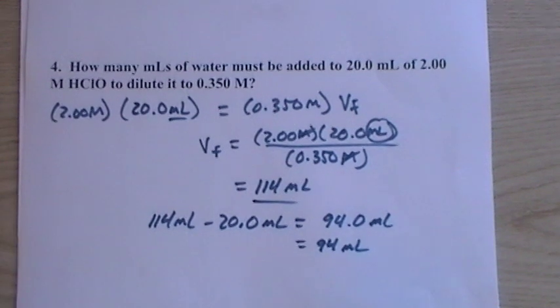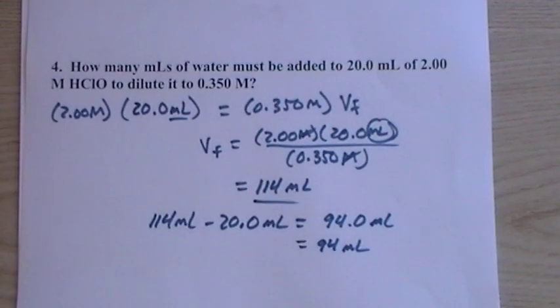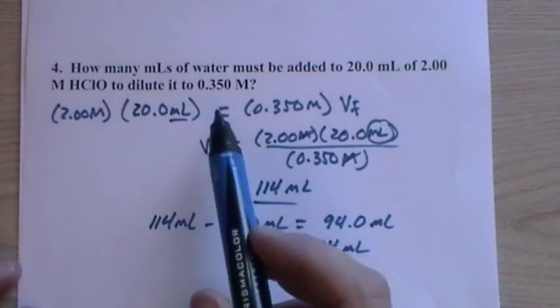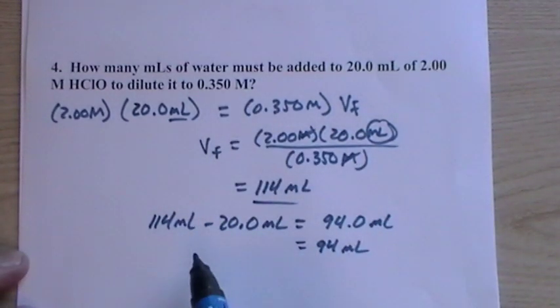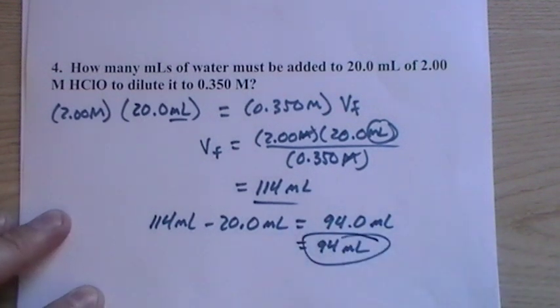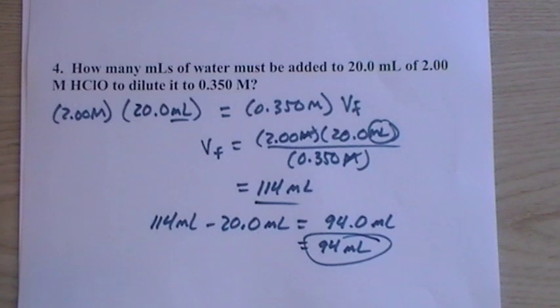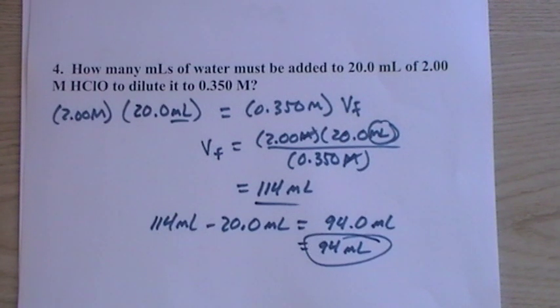So it's what we do in the lab. You have 20 mils of your 2 molar HClO, and you want to get it to 0.35 molar. If we diluted that with water to 0.35, we'd end up with 114 mils, but we started with 20. So how much water do we need to add? 94 mils. Now, if you've come across this kind of problem, there's a little catch to it: when we add water to something that already contains a solute, generally speaking, we would probably have to add more, or sometimes less, water to get to 114 mils. Usually you'd have to add more.